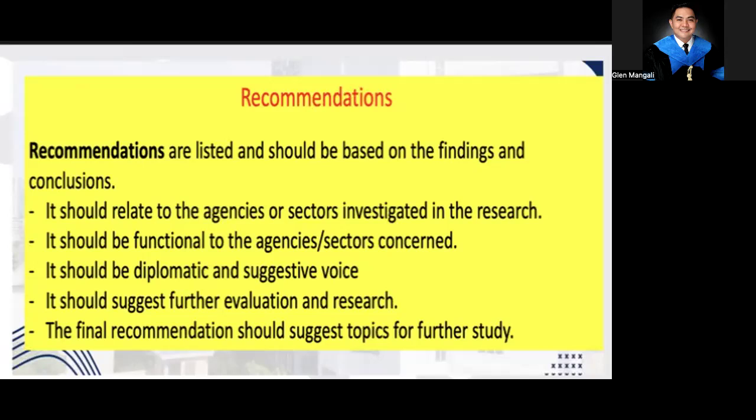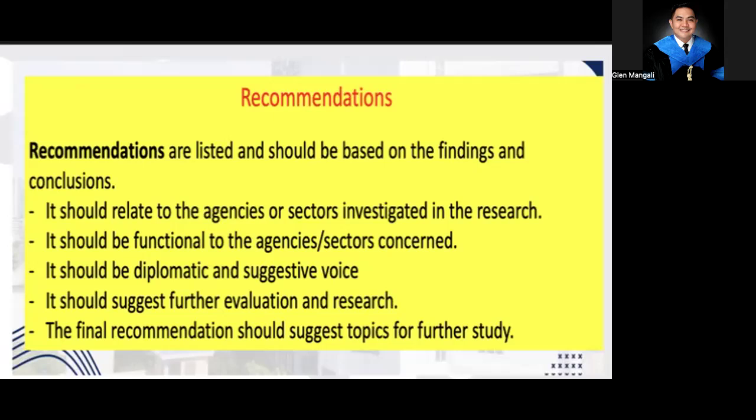Another way of looking at recommendation is that when you are doing that, we do not really assure that it can be a good pathway or suggestion, but rather it is just a suggestion for them to also verify and even evaluate the result of their findings. And the final recommendation should suggest topics for further study.